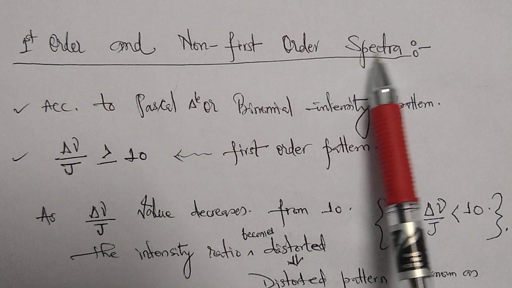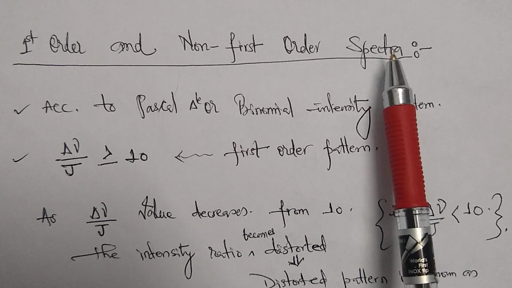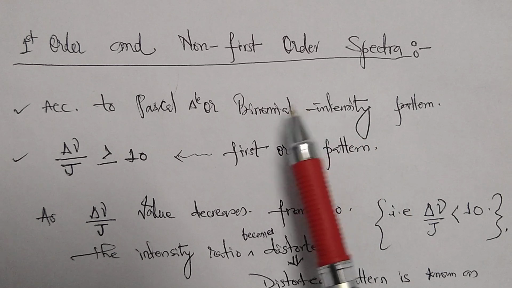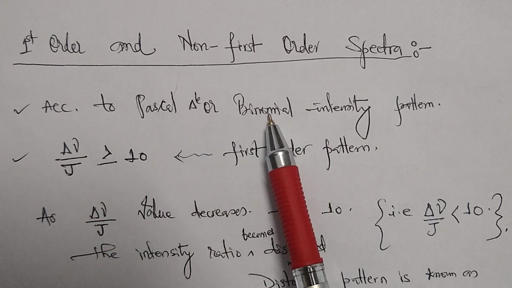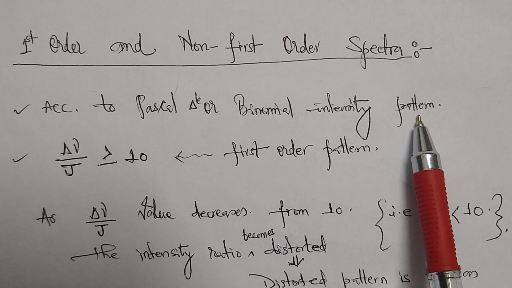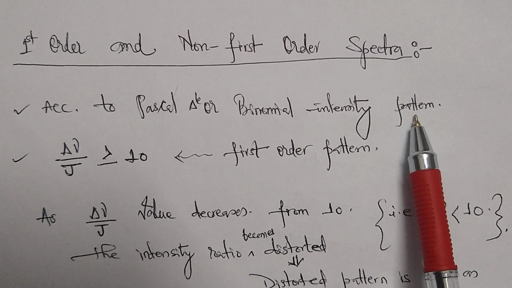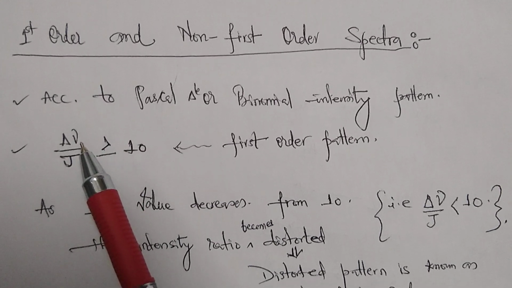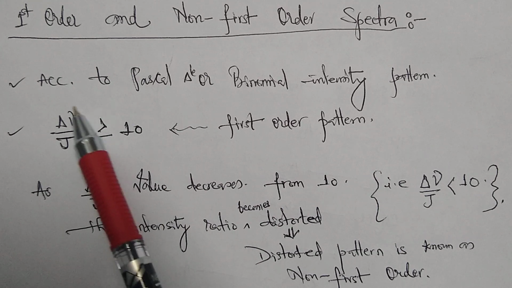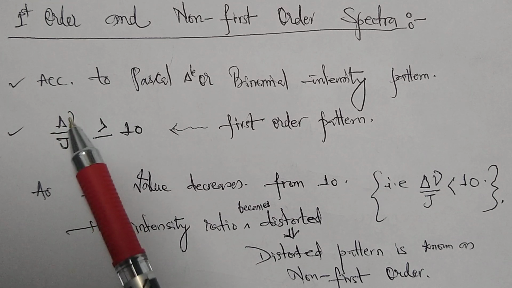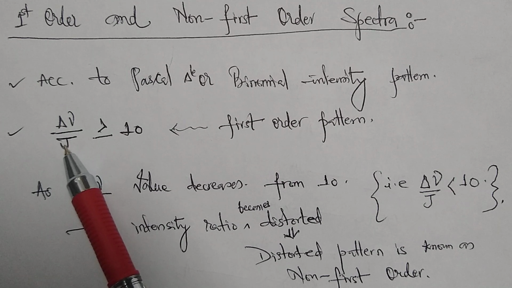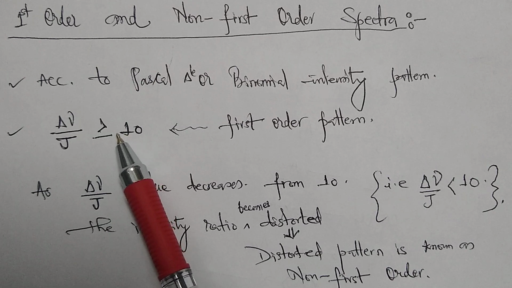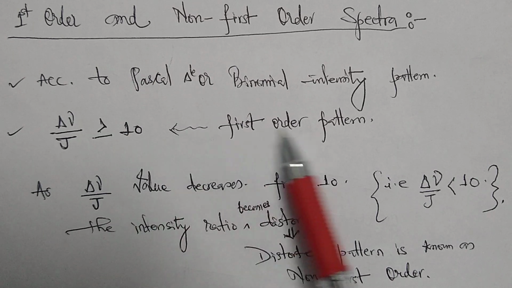First order and non-first order NMR spectra. When an NMR multiplet signal of an NMR spectrum shows intensity ratios according to Pascal's triangle or the binomial calculated intensity pattern, then it is known as a first order NMR spectrum. Likewise, if the value of chemical shift difference by coupling constant, that is del mu by J, for the interacting multiplet signal is equal to or greater than 10, then the signal will be in the first order pattern.